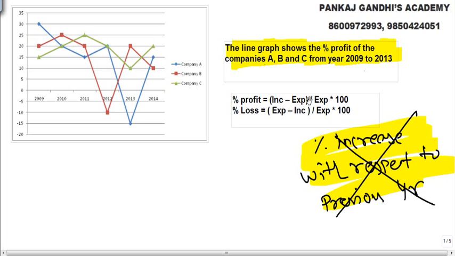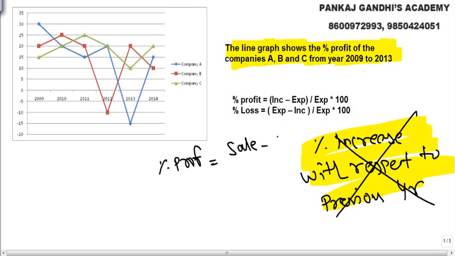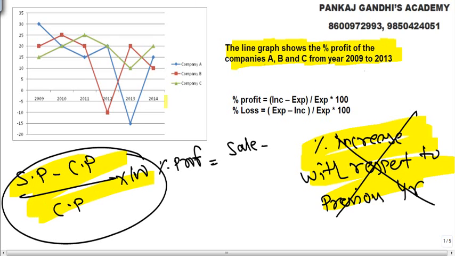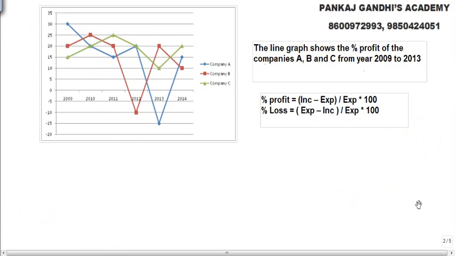Income in simple words is sales, expenditure in simple words is cost. Percentage profit is SP minus CP upon CP into 100. Same formula is given. Simple meaning is, in 2009, A's percentage profit was highest. A had 30%, then B, C. But it does not mean profit of A was highest. What is the meaning of this?